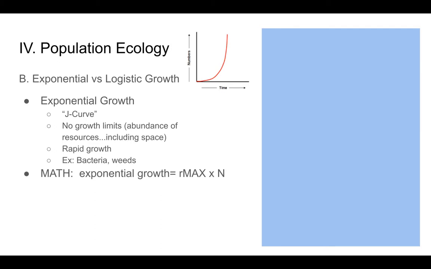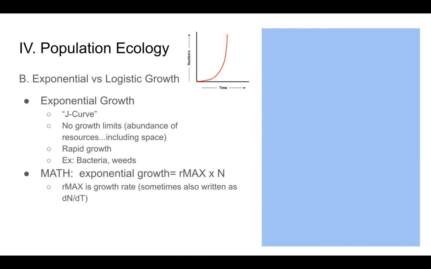There's a little bit of math with calculating exponential growth. So exponential growth is going to be the calculation of something called Rmax times N. Now let me define Rmax and N. Rmax is another way of writing your population growth rate, what we just calculated a second ago.